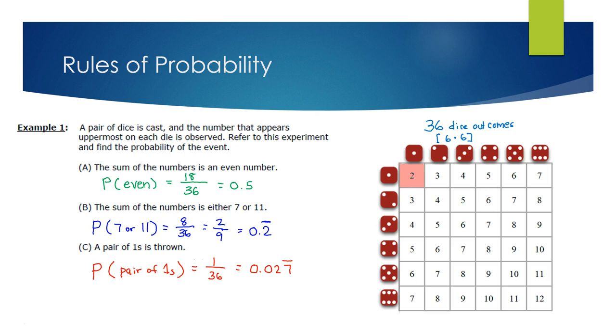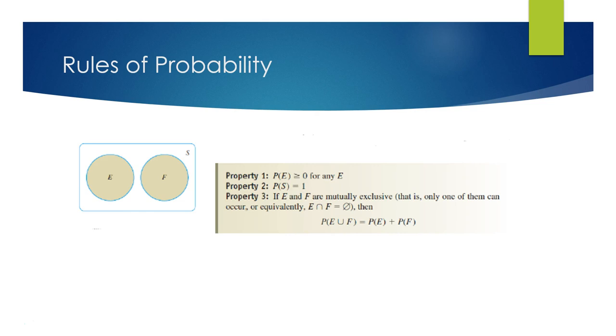Now let's get into some more rules here. There are properties of working with probability, so let's talk about a couple of them. The probability of any event is greater than or equal to 0. So I can't have negative probabilities. I can't have anything over 100% either, because the probability of my entire sample space is 1.